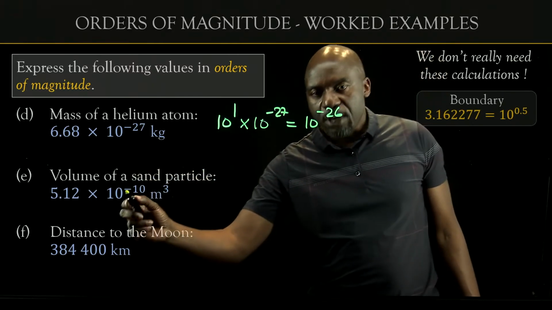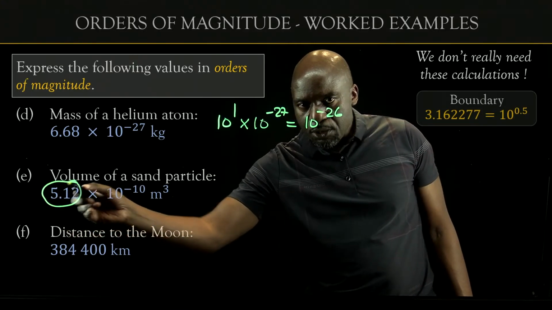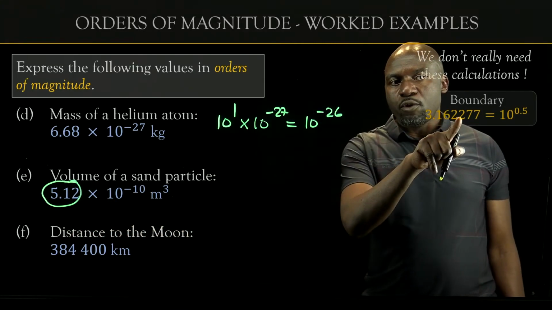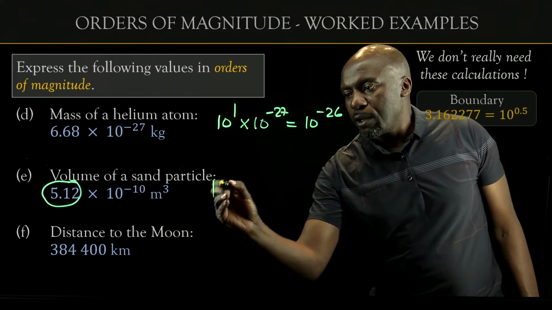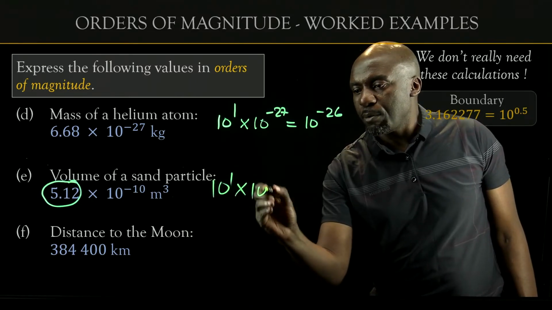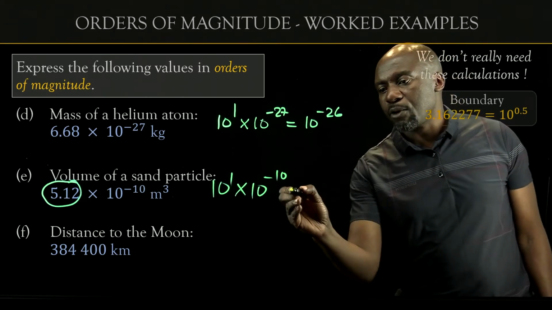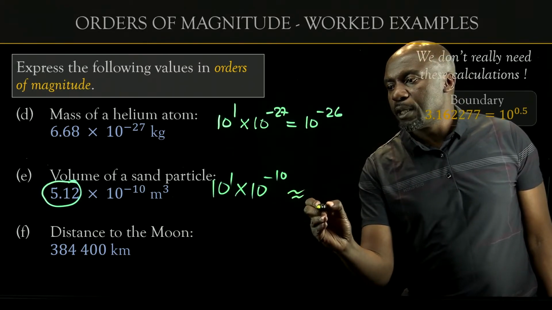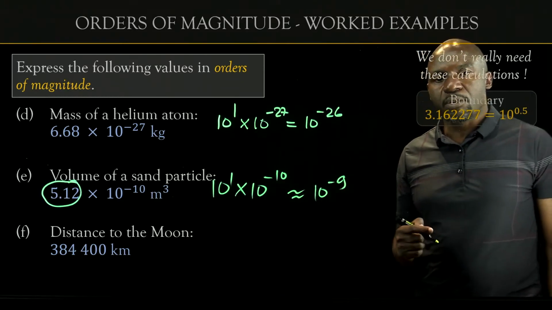I already know that this 5.12 is greater than 3.16, so this is also going to be 10 to the power of 1, and I'm going to multiply that by 10 to the power of negative 10. This is the volume of the sand particle approximately, and so approximately this is going to be 10 to the power of minus 9 as orders of magnitude.